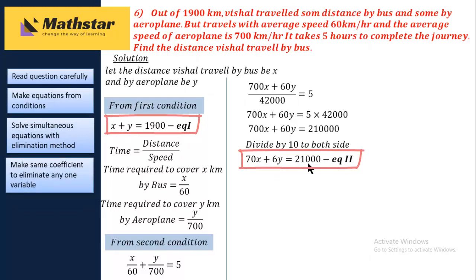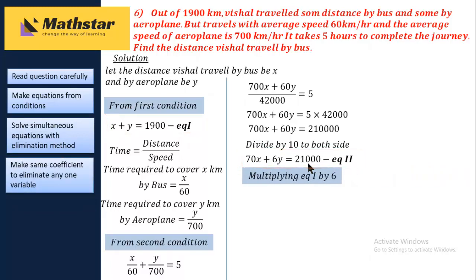Now we have two equations. In this problem, we just want to find the value of x only, as they ask to find the distance we shall travel by bus. So to find the value of x, we have to eliminate the variable y. For that, we need to make their coefficients the same. So multiply equation 1 by 6. Due to having the same sign of both terms, we need to subtract equation 3 from equation 2.